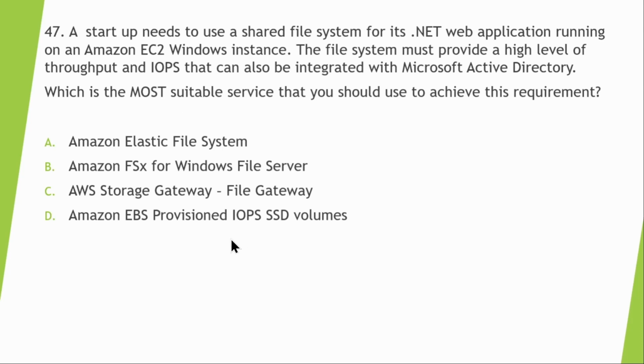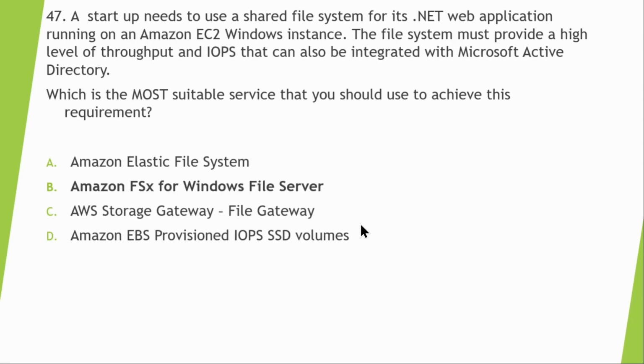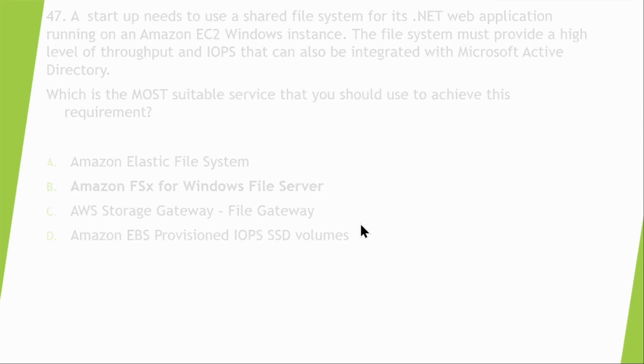Amazon EBS Provisioned IOPS SSD volumes. Why is this incorrect? It's because this is just block storage and we need a full-fledged file system. Okay, so FSx for Windows File Server is the correct answer.